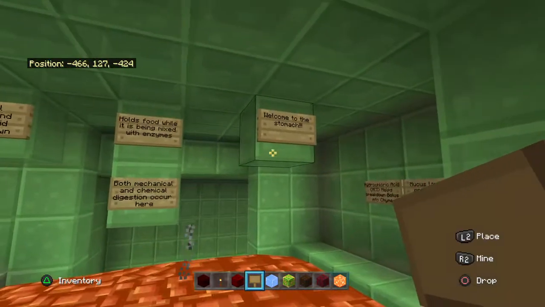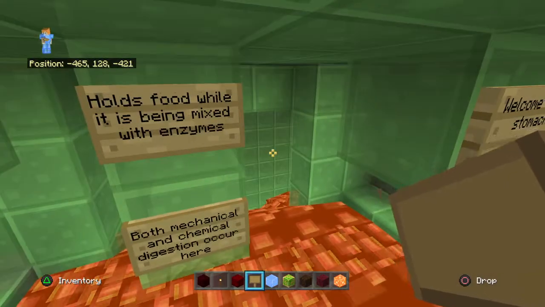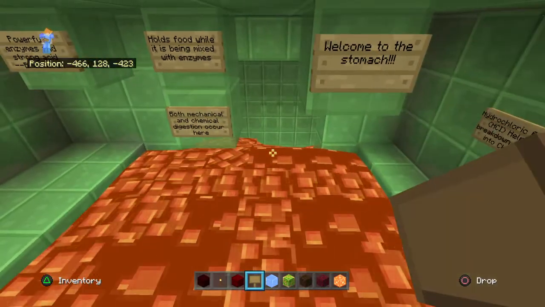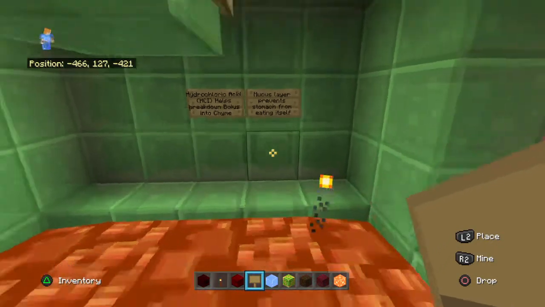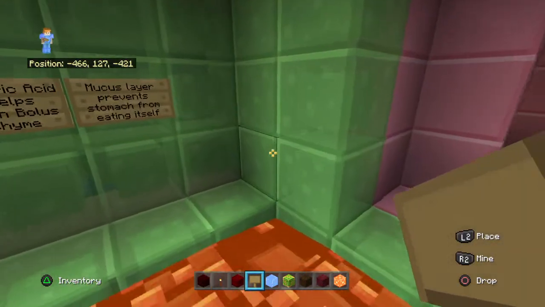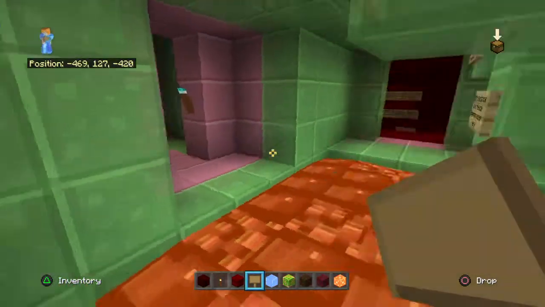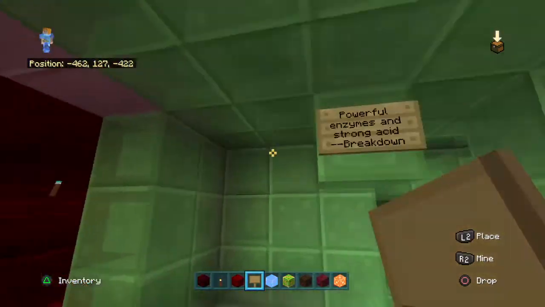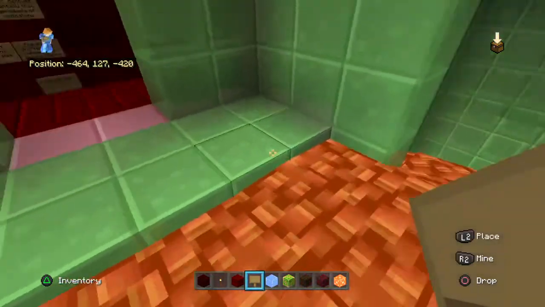And here we enter the stomach. The stomach holds food while it is being mixed with enzymes. It's both mechanical and chemical in terms of digestion, and hydrochloric acid helps break down bolus into chyme. This mucus layer right here prevents the stomach from eating itself because of how strong the acid is. And yeah, these powerful enzymes break down food.